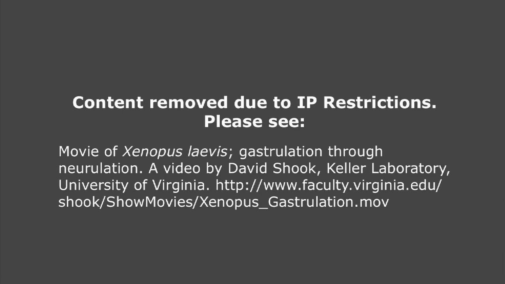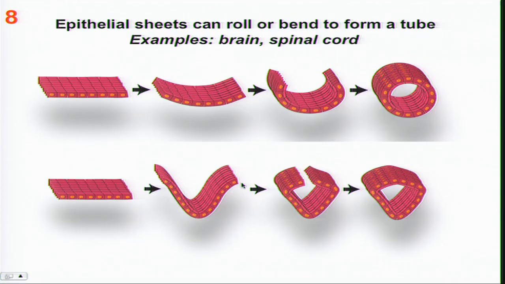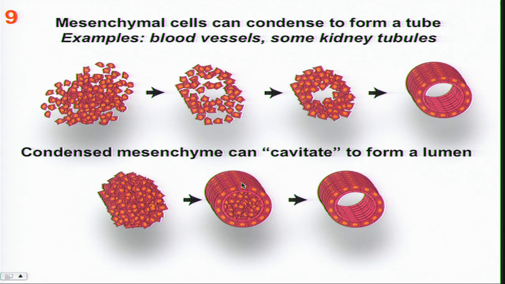Cord is going to form. There are a lot of different ways to make tubes. I've diagrammed them on the next few slides. You don't have these. Cell sheets can roll up to form a tube. Mesenchymal cells can condense, can come together to form a tube.